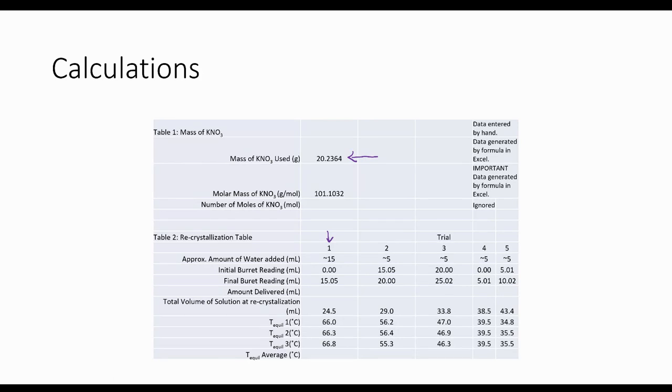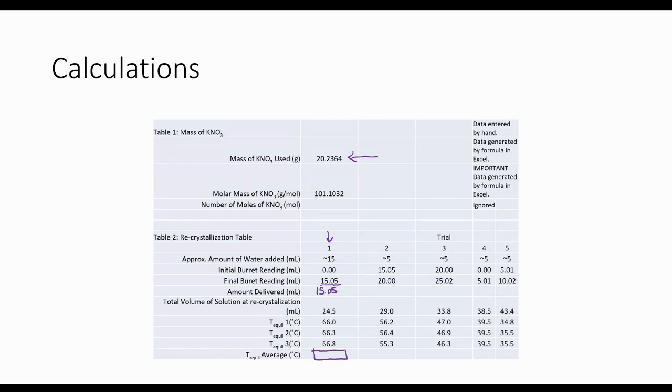The amount of water approximately added is 15 mL, but the actual amount is what we read from the burette. Initially it's 0, but then the final burette reading is 15.05. So the amount delivered that you'll type into the Excel file is 15.05. This was done 3 times. Each time it was heated up and allowed to cool until that little crystal structure appeared, and then the temperature was recorded. The first temperature was 66.0, second was 66.3, the third was 66.8. You'll need to average those 3 to get our temperature average.